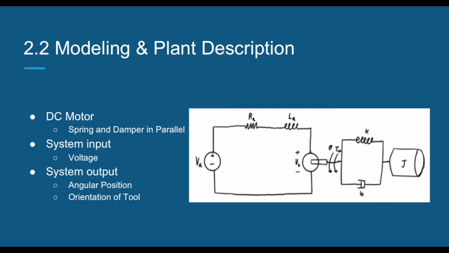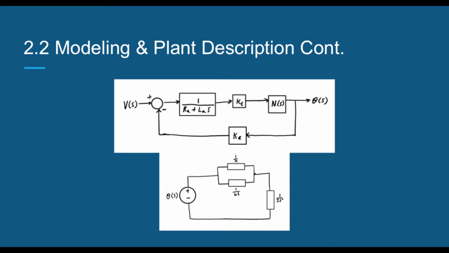The system input is voltage, while the system output is angular position, rotating the current operating tool to the angle specified by the surgeon. This is the block diagram used for our system. Below it is the circuit diagram for the mechanical system seen above.